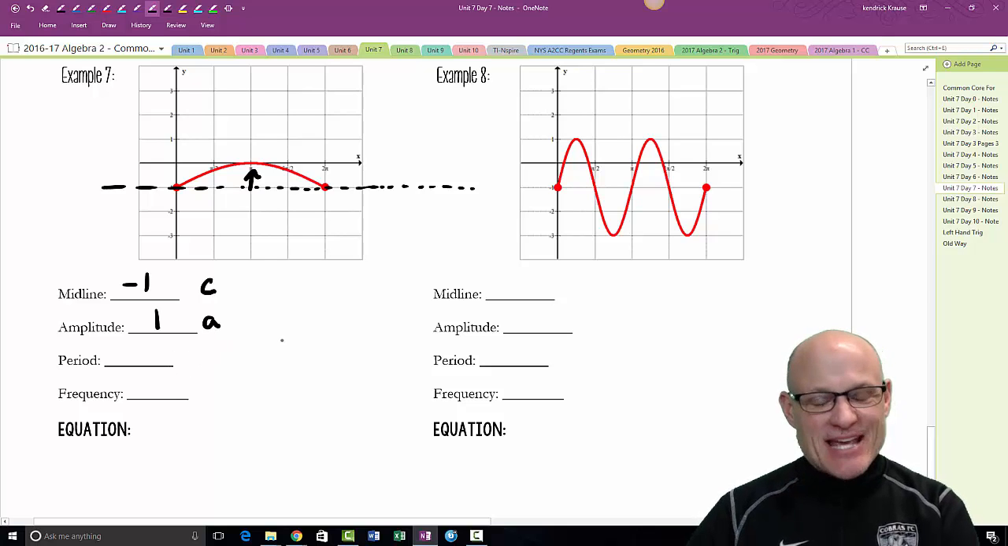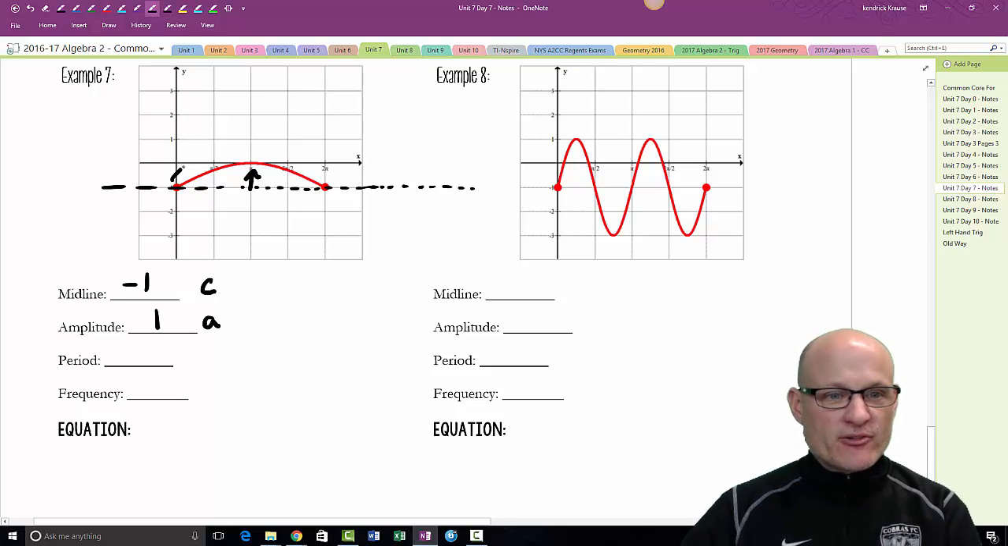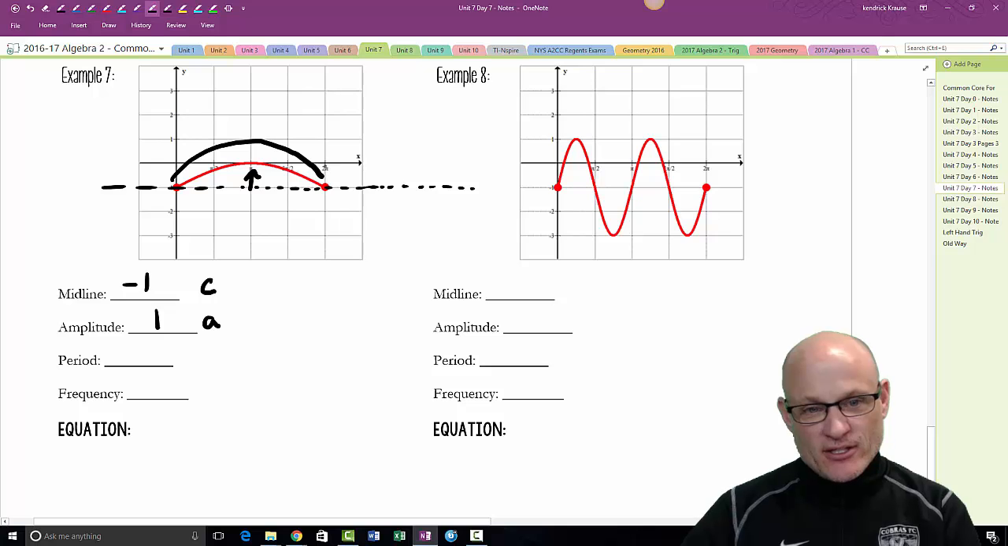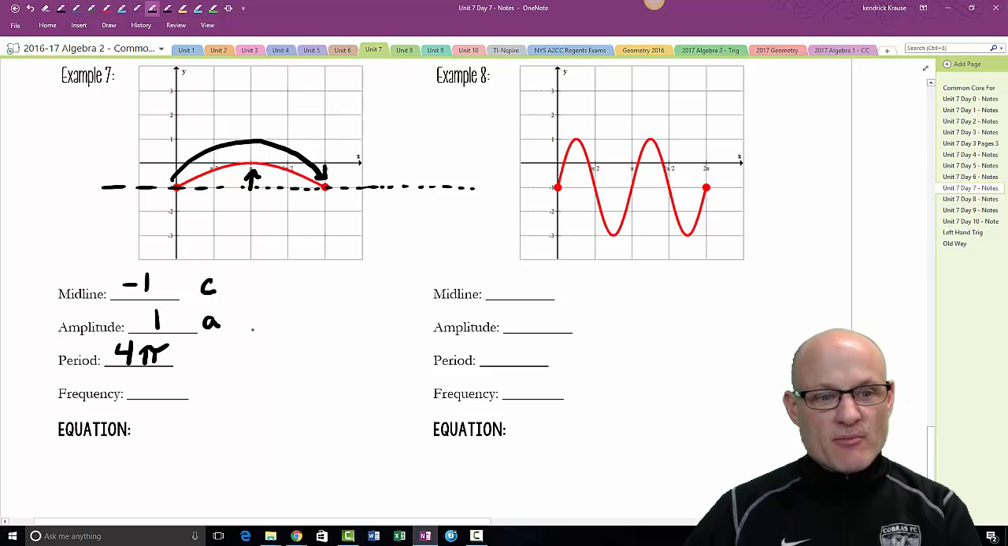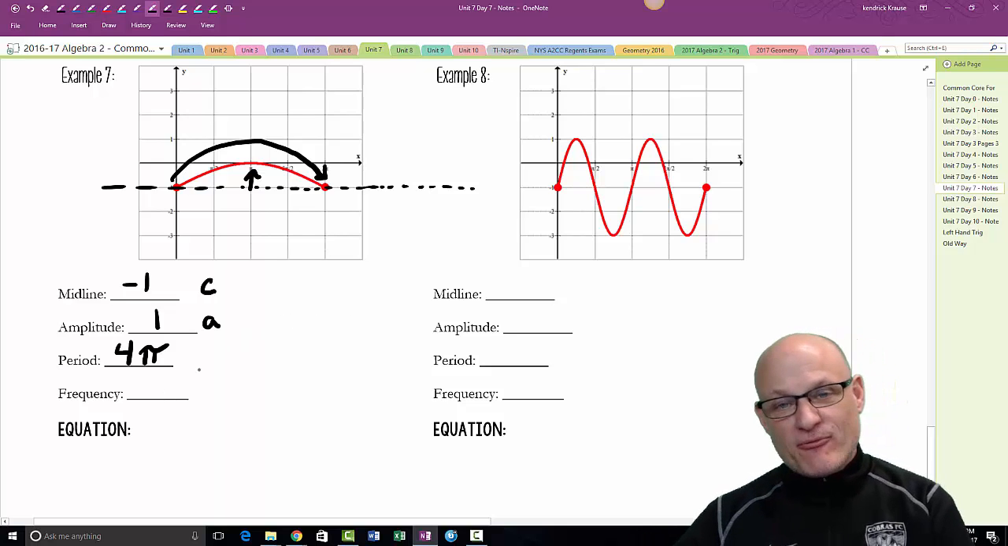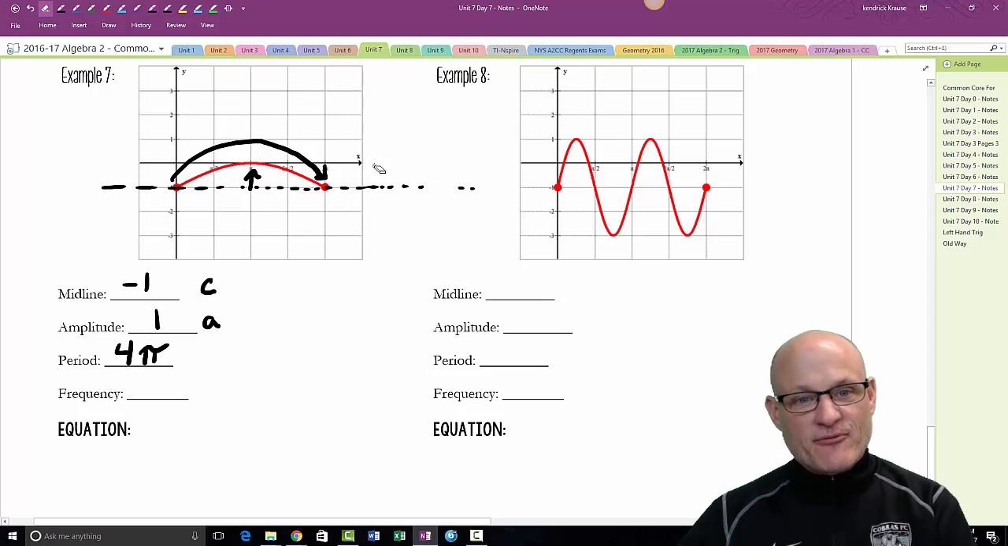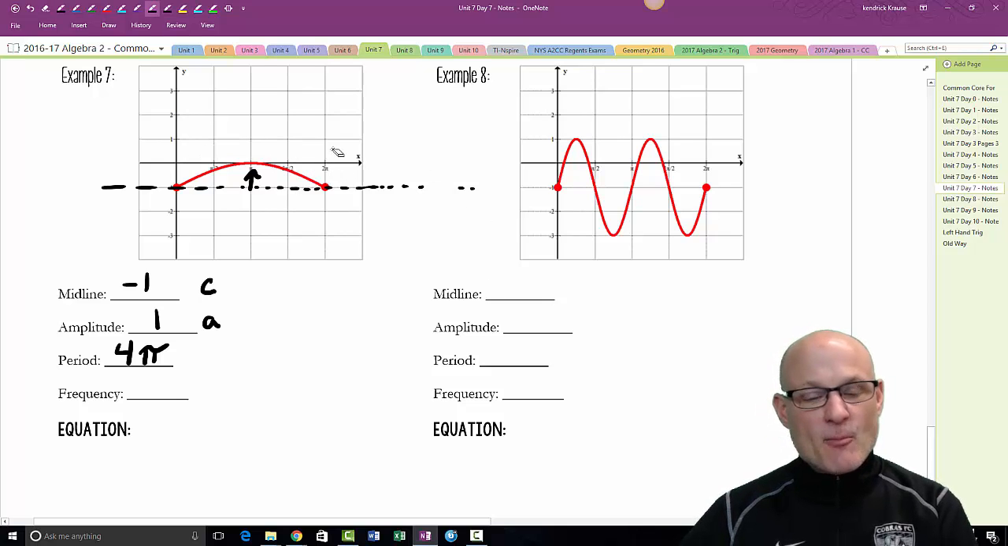Period. The time it takes to finish one full curve. Well, I've only finished the top half of the curve in 2 pi. So that means that it's going to take 4 pi to finish a full curve. And remember, frequency is how many full curves did I finish in 2 pi? How many full curves did I finish in 2 pi? I only finished actually a half because it only got halfway through.